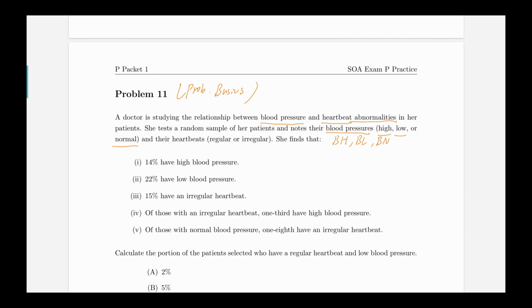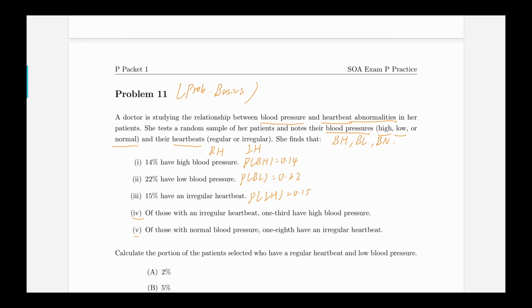and BN, normal blood pressure. And for their heartbeats, there are 2 options. It can be regular or irregular, which I'm going to mark as RH for regular and IH for irregular heartbeats. Okay, so let's see. The probability of high blood pressure, so the probability of BH equals 0.14. The probability of BL equals 0.22. The probability of IH equals 0.15.